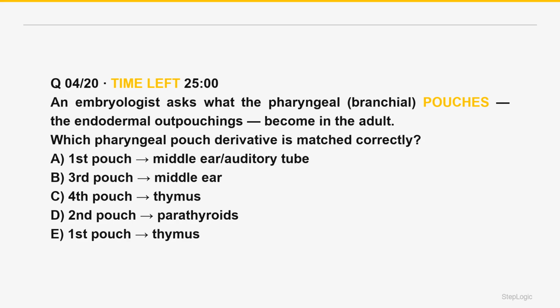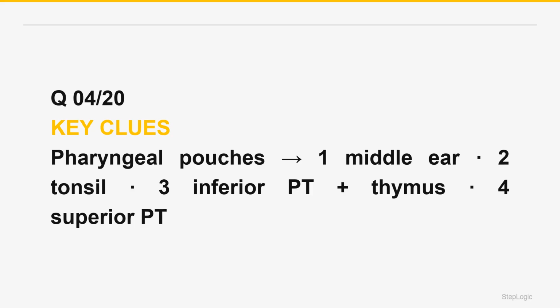Read the command. Which pharyngeal pouch derivative matches? First, middle ear; second, palatine tonsil; third, inferior parathyroid plus thymus; fourth, superior parathyroid plus C cells. The pharyngeal pouches are endodermal outpouchings, distinct from the ectodermal clefts and mesodermal arches, and each forms specific adult structures.